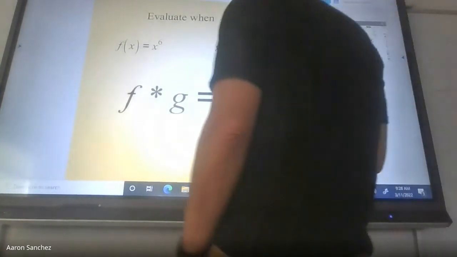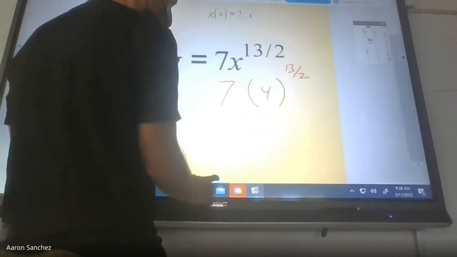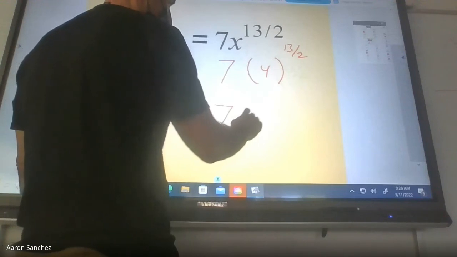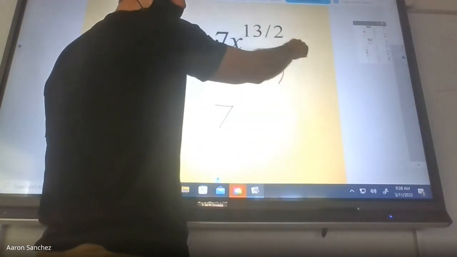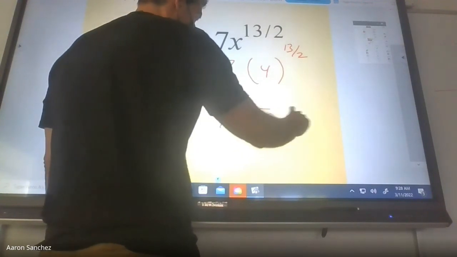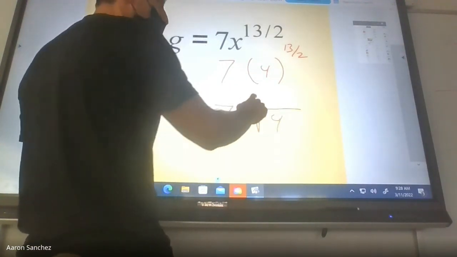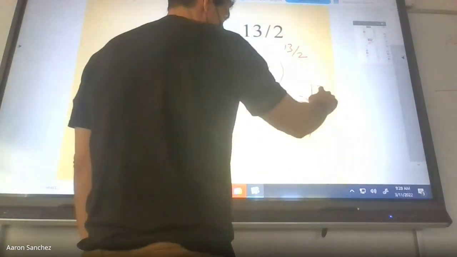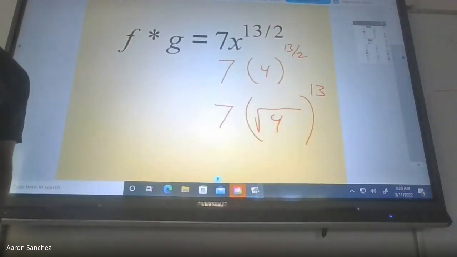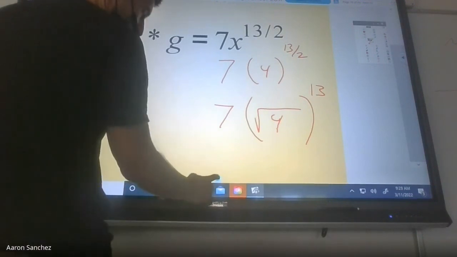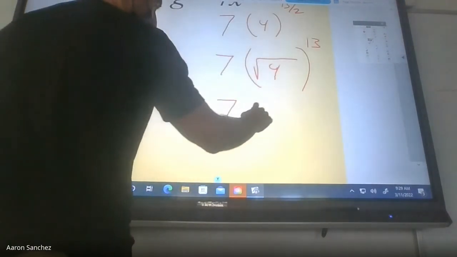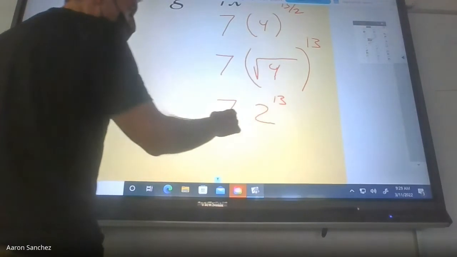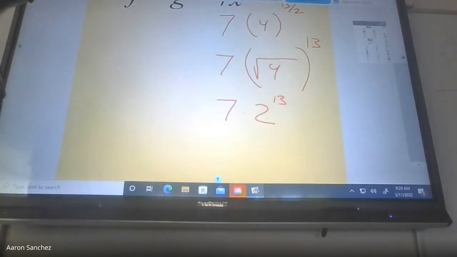Okay, so going down, let's rewrite this. 7 to the index exponent, right? Square root of 4 raised to the 13th power. Is it easy to get the square root of 4, right? What's the square root of 4? 2. So it's 7 times 2 to the 13th. What do I do first? Do I multiply or do I do the exponent first? Exponent. What's 2 to the 13th? I don't know, it's so ugly. I got to do that on my calculator. 2 to the 13th.